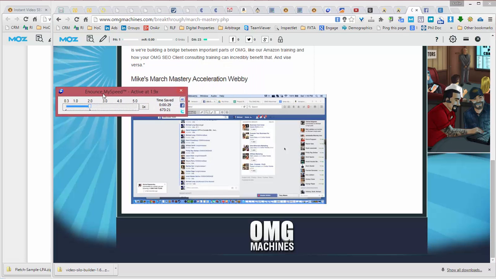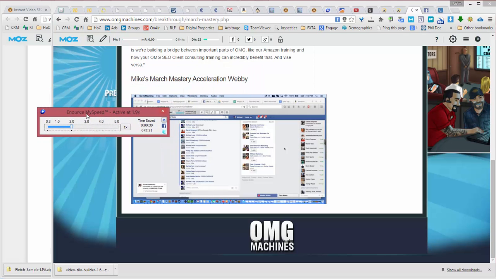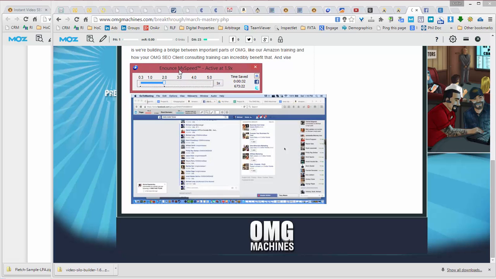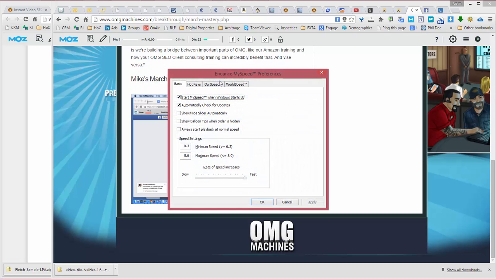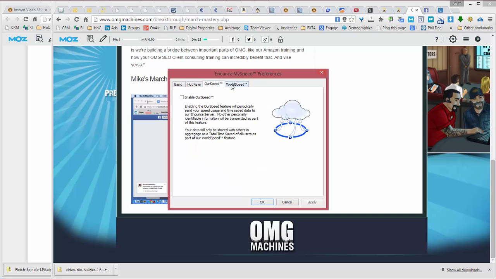And actually, I think that this is kind of a hack I accidentally discovered, and maybe they'll fix it eventually, but Enounce MySpeed basically has two versions. One of them just goes up to 3 times faster, which is all you need. And one of them goes up to 5 times faster, but all you have to do is hit the P button, and it brings up all the properties or preferences. And in here, you can actually just adjust the minimum speed, the maximum speed, and the rate of speed increases and whatnot. So I don't know if that's an accident on their part or not.